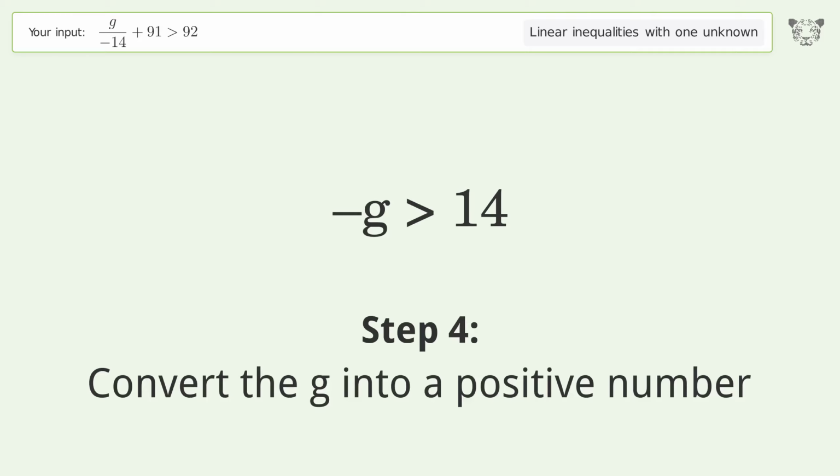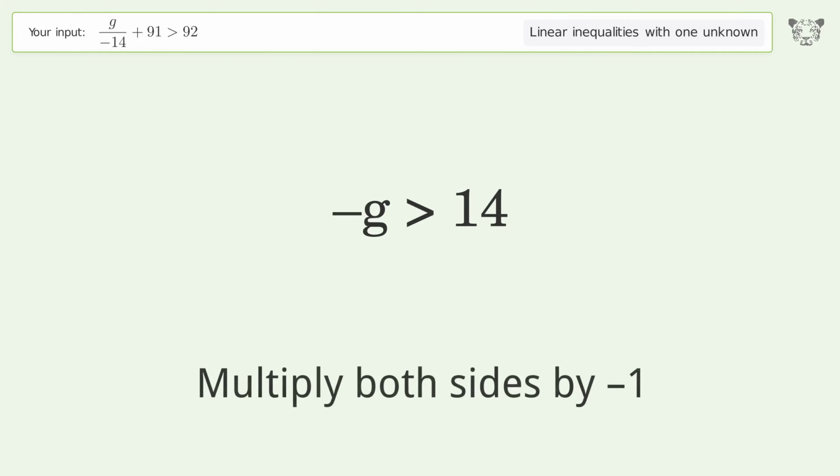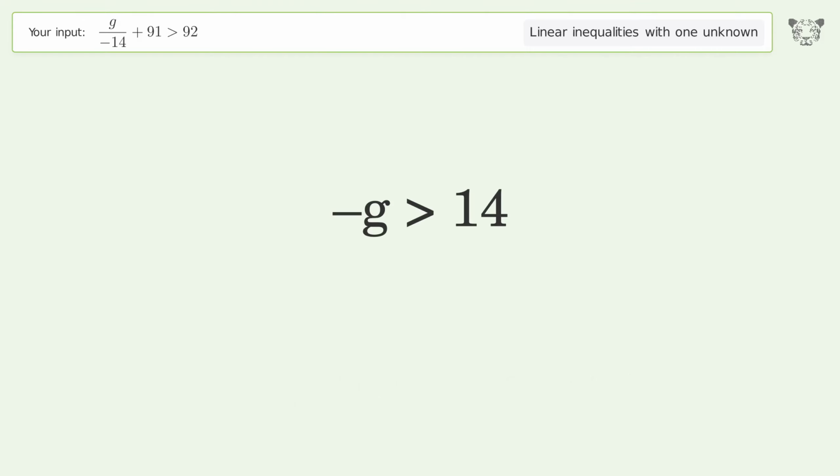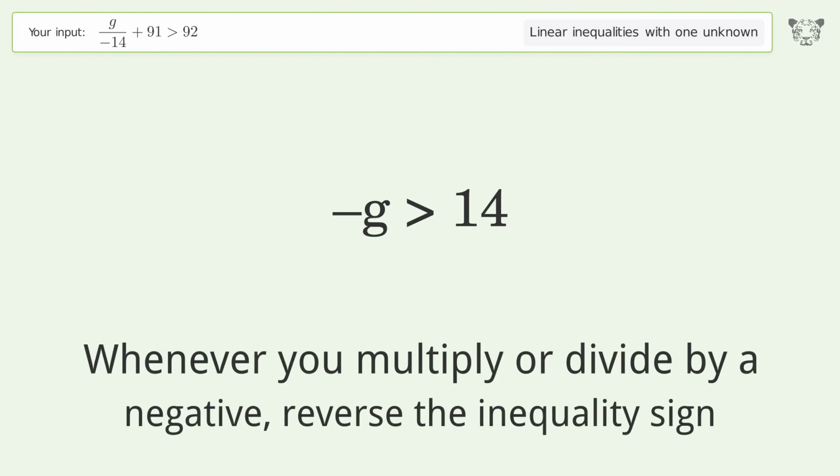Convert the g into a positive number. Multiply both sides by -1. Whenever you multiply or divide by a negative, reverse the inequality sign.